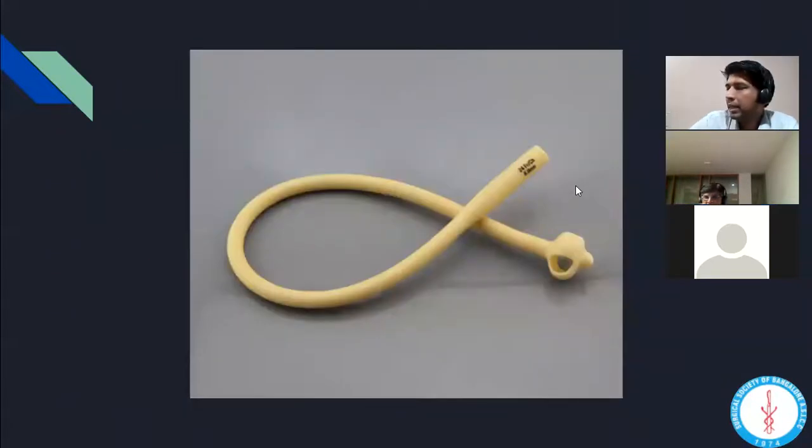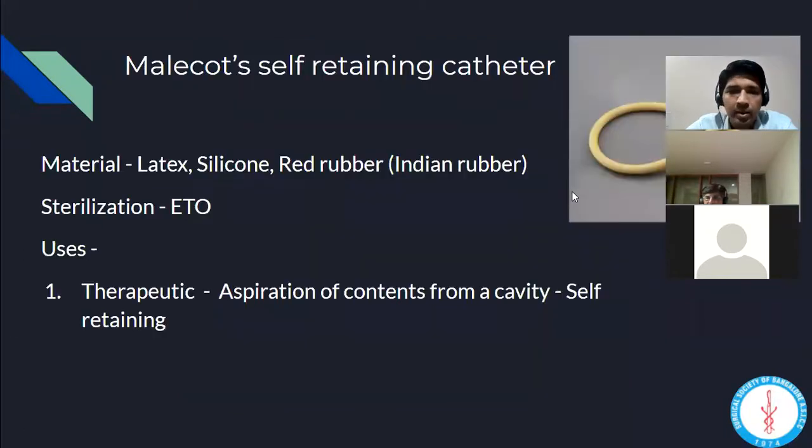This is a self-retaining Malecot's catheter. The flower will help the tube stay in place. Again, this is made of either latex, if it is like this, or you even get plastic ones nowadays that are made of PVC.